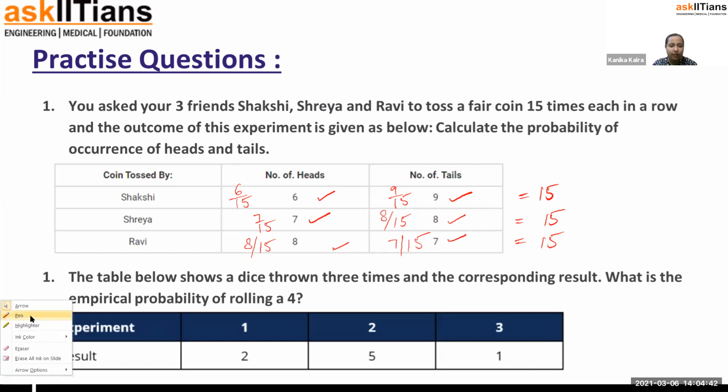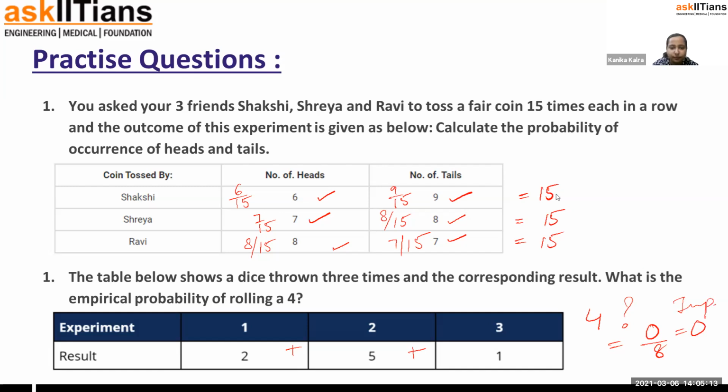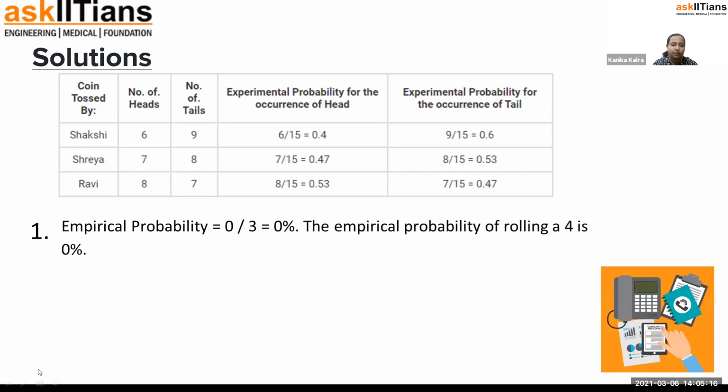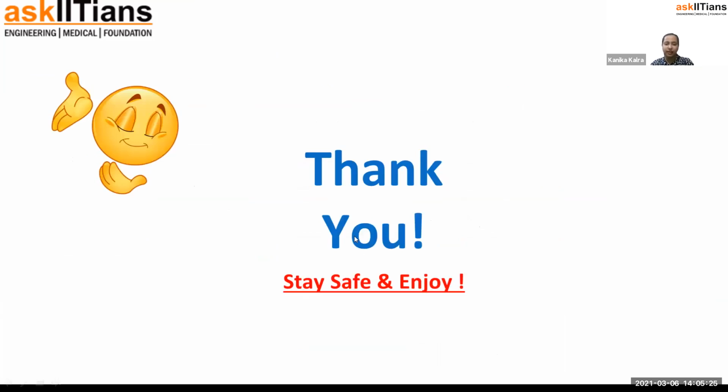Next question. For the empirical probability, the table shows a dice thrown a number of times and the corresponding results. What is the empirical probability of rolling a 4? There is no 4, which means the probability of getting a 4 would be 0 out of the total. The total is 2 plus 5 plus 1, so that is 8. The answer is 0. So this is an impossible event, and you get the result as 0, so it's 0%.